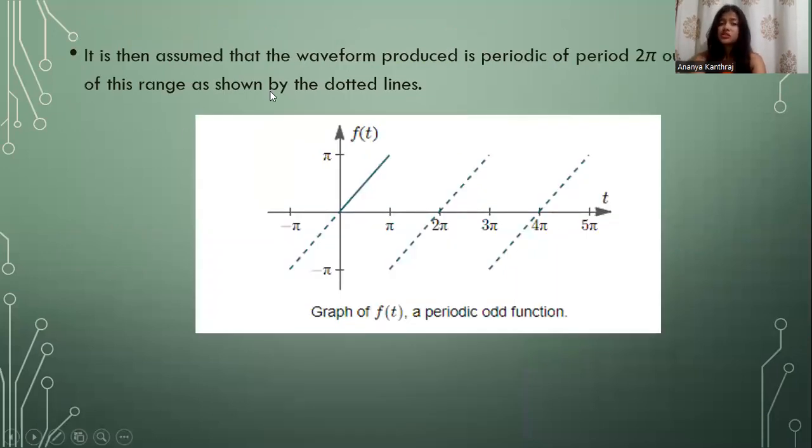It's also assumed that the waveform produced is periodic of period 2 pi outside of the range, as shown by the dotted lines. So here you can observe the graph, how it is varying from minus pi to 5 pi, with the variance of f of t and t in the respective x and y axis. So it's nothing but the graph of f of t, a periodic odd function.